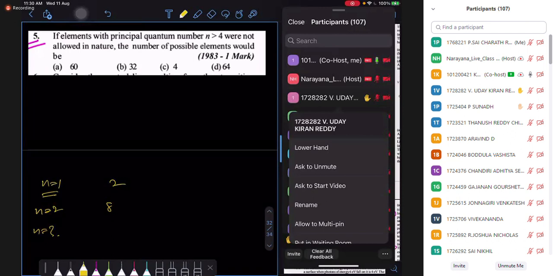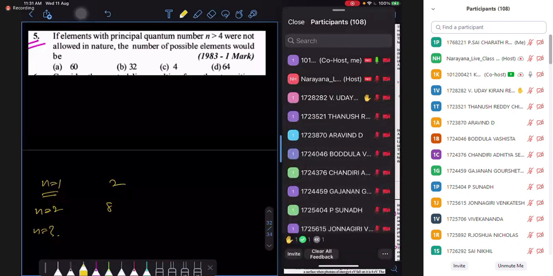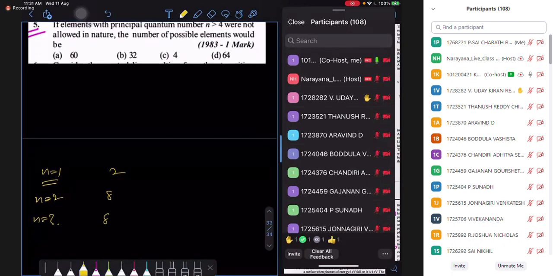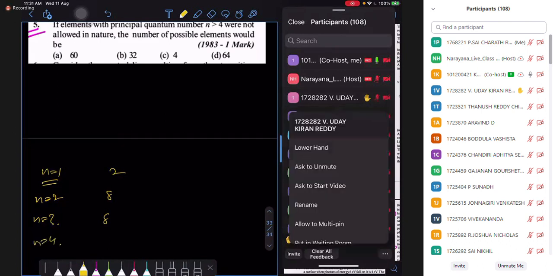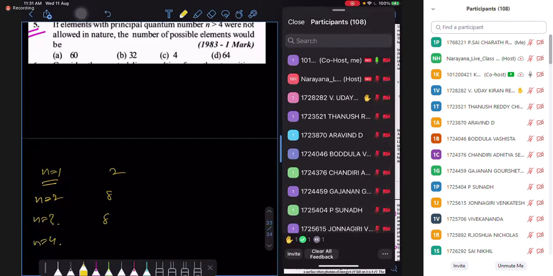How much was n equal to 3? I think I forget the formula here. In chemistry you have the Aufbau principle, I think, right? So in the first shell we have 2 electrons, then 8 further, and n equal to 4, how much? I don't exactly remember. So yes, tell me Uday.